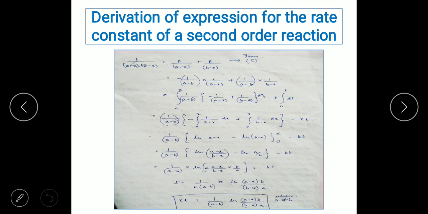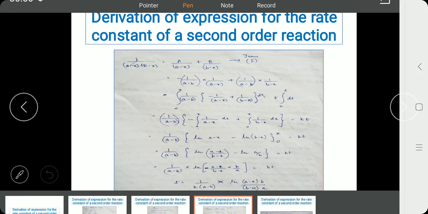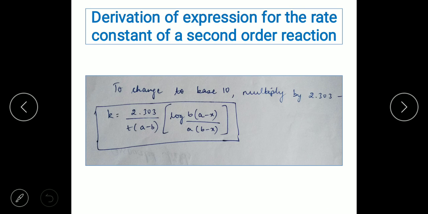So you have here 1 by a minus b. The final equation for the rate constant is going to be kt is equal to 1 by a minus b into ln of a minus x into b by b minus x into a, when the two concentrations are not equal. Now, if you want to convert it to the base 10, then the final expression would be k is equal to 2.303 divided by t into a minus b into log of b into a minus x by a into b minus x.